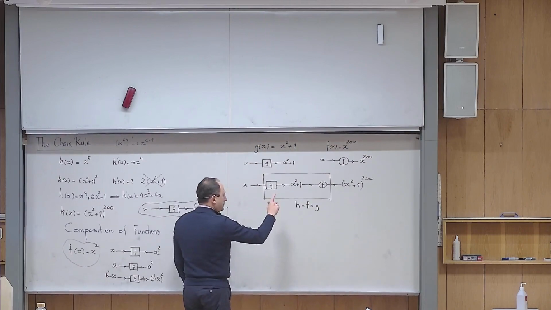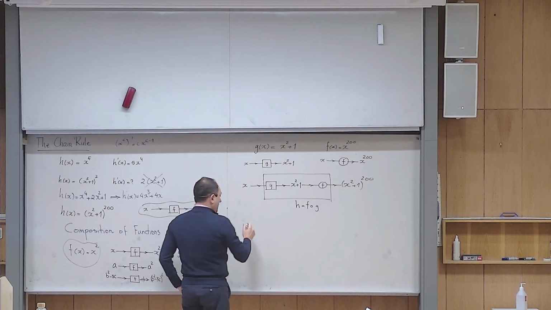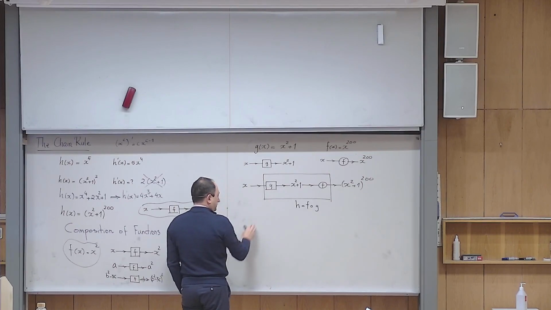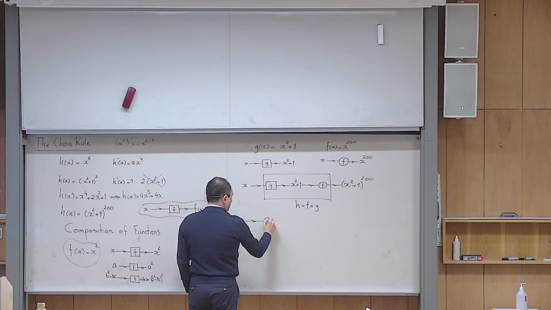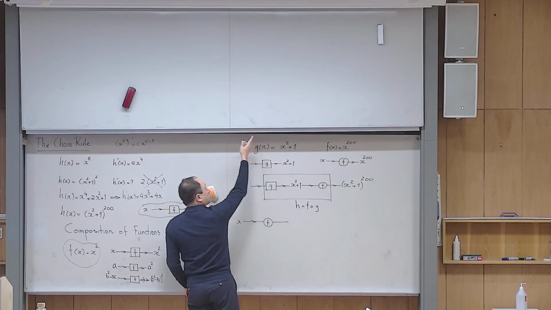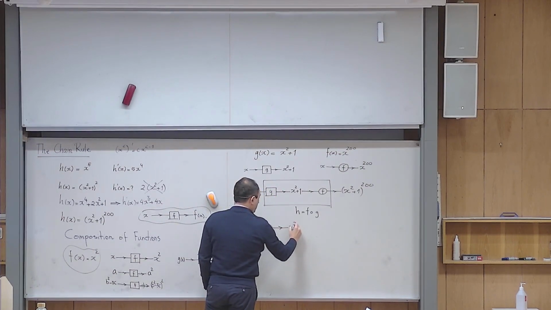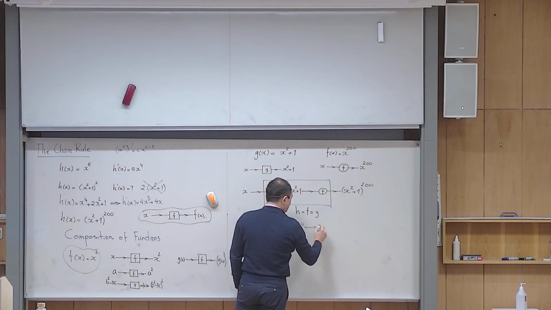But just let me tell you what happens if I change the order. For example, instead of sending x first to machine g, I send it to f. So let us see what happens. So I send x to f. What is the output here? What is the output? x to power 200.